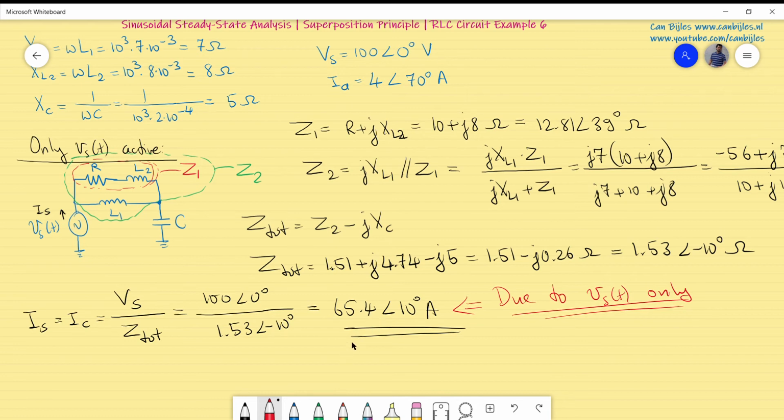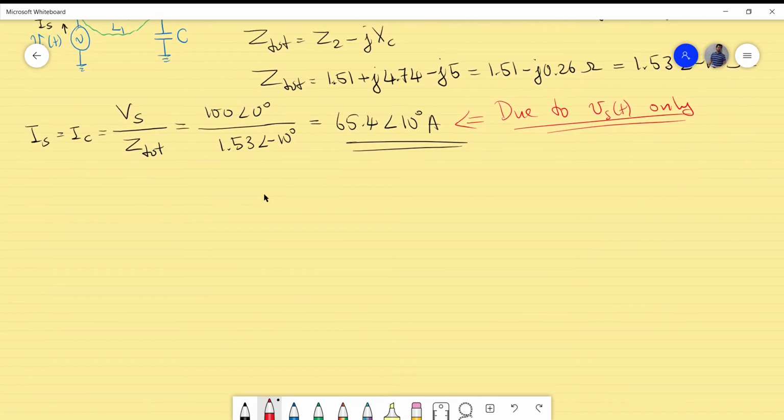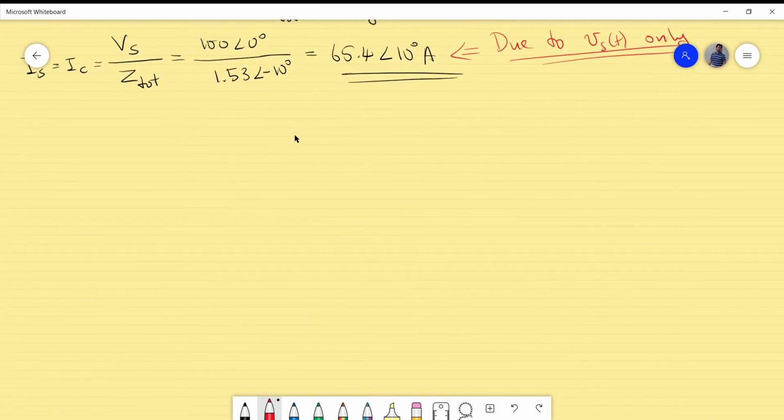Okay, if I now move to the second part, which is the effect of the current IA, so I will disable this, it will be a short. If I short this, what you see is the L1 will be parallel to C, and the R will be parallel to the current source. So we have a couple of situations, so I will combine them together and I will make one diagram. So if I now activate only, so make it in blue, so only IA active.